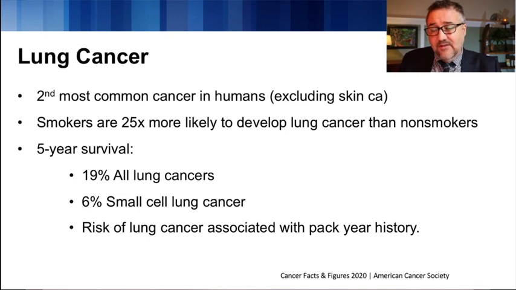Smokers are 25 times more likely to develop lung cancer than non-smokers. And here is the kicker with lung cancer: survival is so poor. Survival is about 20% for all lung cancers, and about 6% for small cell lung cancers. Why is that? The reason is that lung cancers develop and get larger and larger, and then eventually spread. And of course, the lungs are highly vascular, and eventually spread around the body. And by the time the symptoms develop, they've already spread.